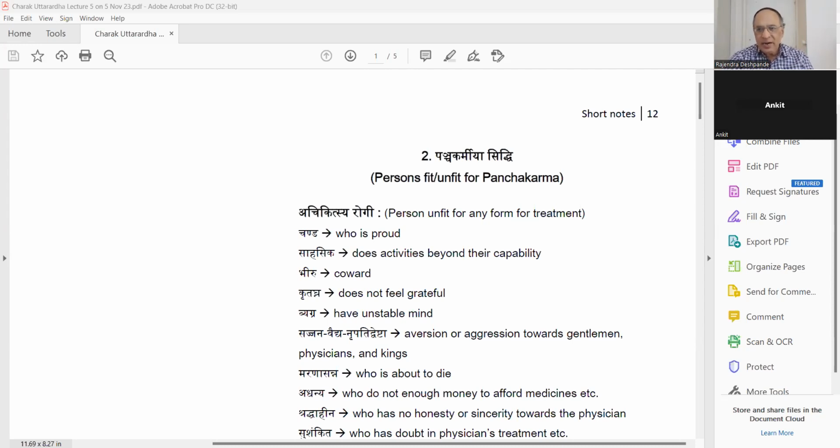Today's class is regarding the Charak Samhita Uttarardha, because the first part has already been over. There are totally, as you know, Sutra, Nidan, Vimana, Sharir, and Indriya. This we have finished in the Purvardha. And now in the second, we have Uttarardha.